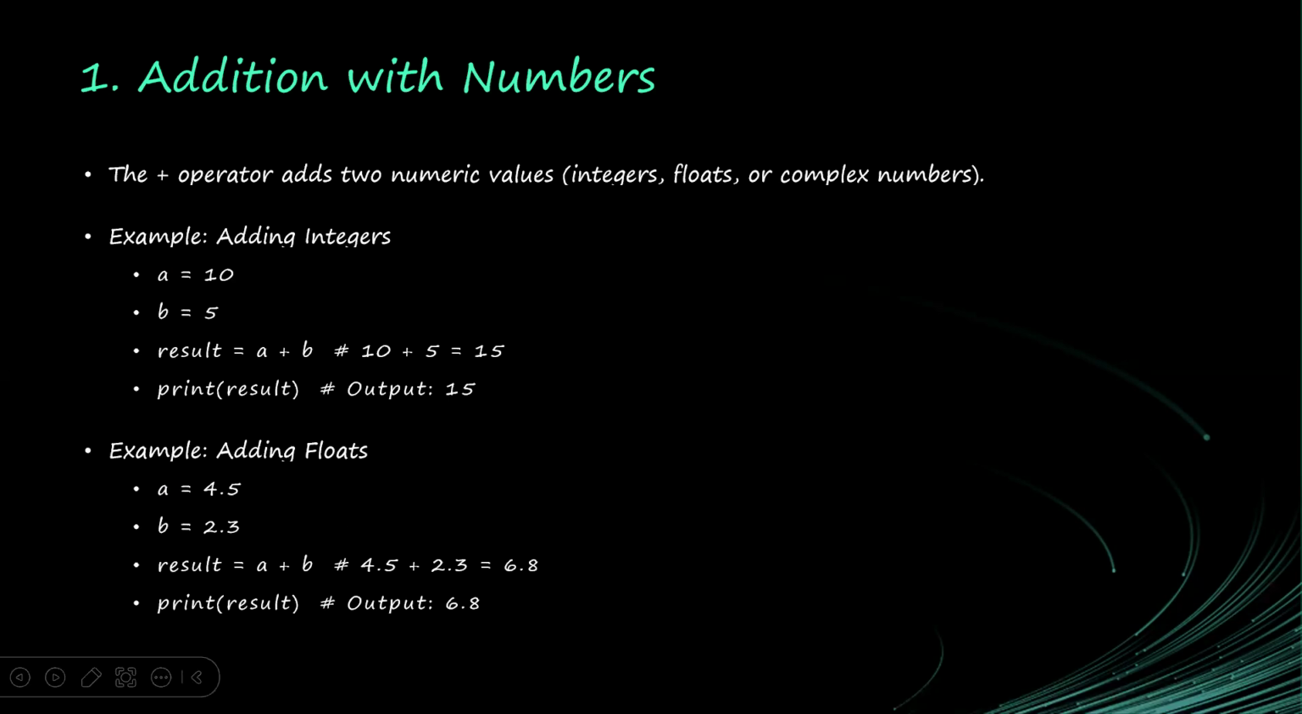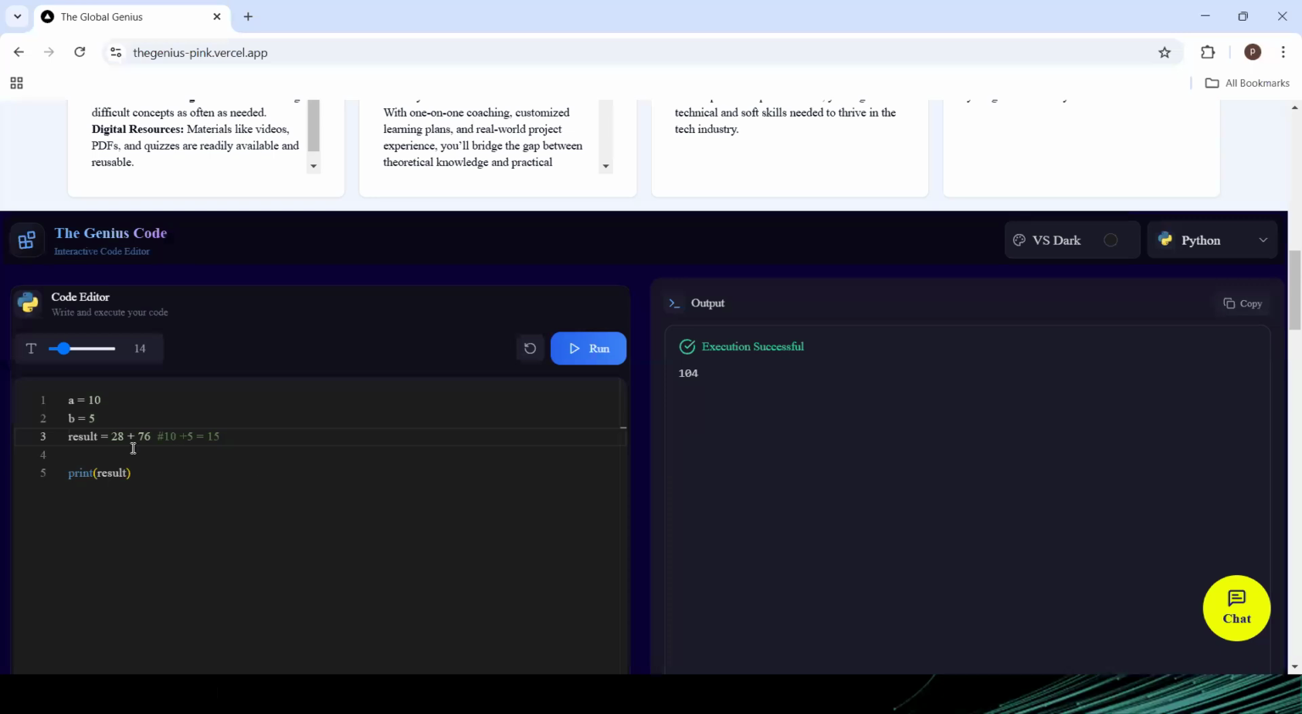Let me show you. If I am doing 28 plus 76.99, you can see the first one, 28, is an integer, but 76.99 is a float. So there are two different data types. But if I run this code now, it is going to work because there will be a type conversion here implicitly. The integer will be converted to the float, so we are going to get a float as the result.